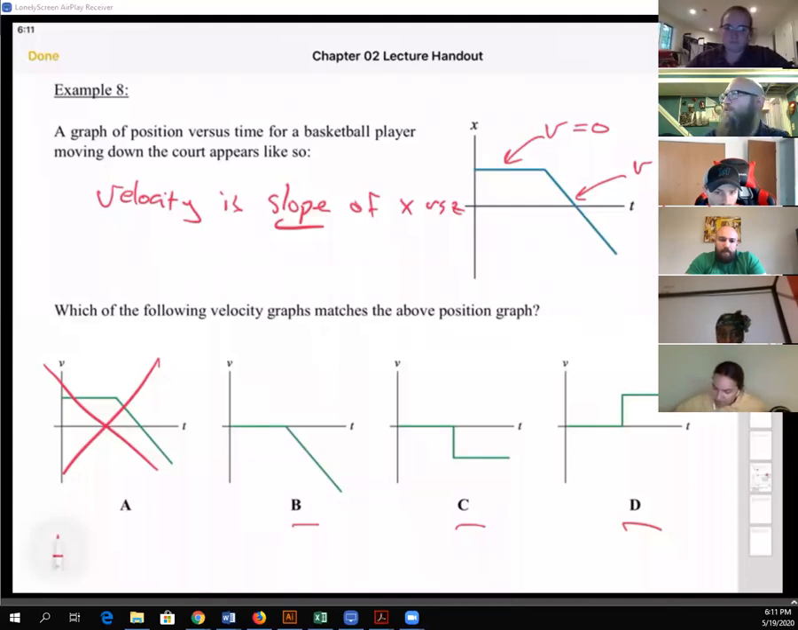And it looks like I've got two distinct velocities. One is 0, and then one is negative. So it's not this one, because that goes positive. And the velocity is constant. It's not increasing or decreasing, so it's not this one. It's got to be this one. You guys buy that?